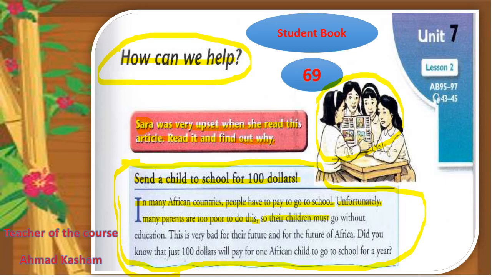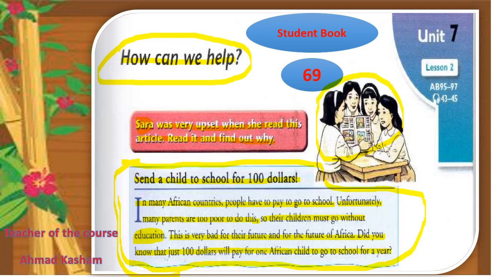So their children must go without education. They can't go to school. They can't receive education. Education means تعليم or تربية in Arabic. This is very bad for their future and for the future of Africa. Did you know that just $100 will pay for one African child to go to school for a year?